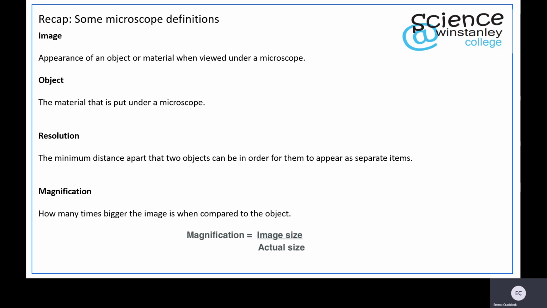Here are the answers. So, an image is the appearance of an object or material when viewed under a microscope. The object is the material that is put under a microscope. A resolution is the minimum distance apart that two objects can be in order for them to appear as separate items. And the magnification is how many times bigger the image is when compared to an object. Magnification can be worked out from the equation of magnification equals image size divided by actual size.